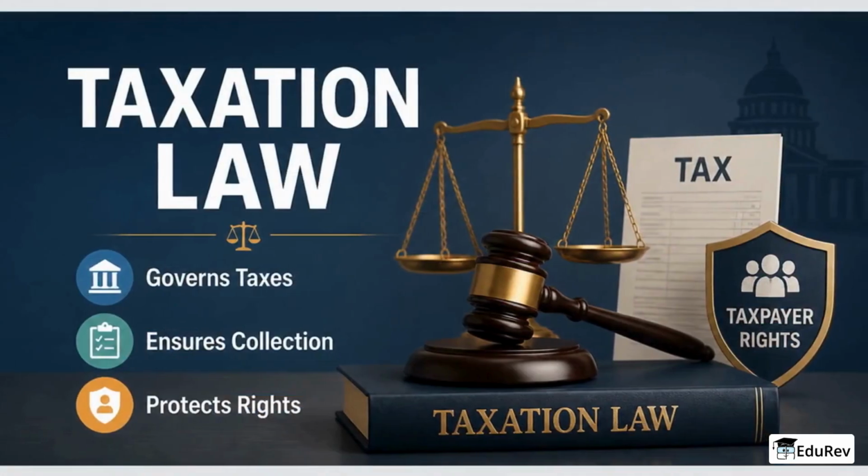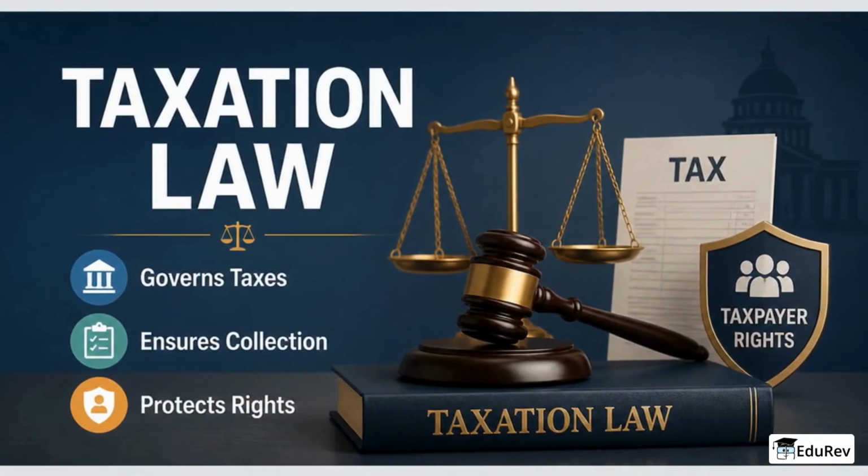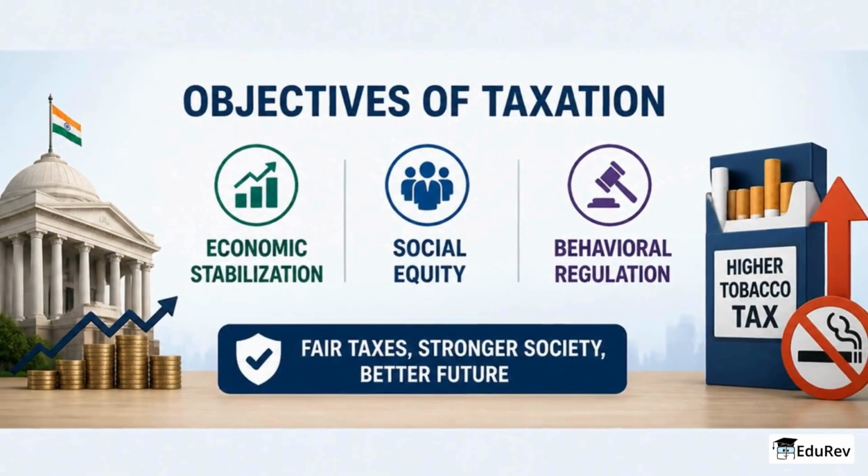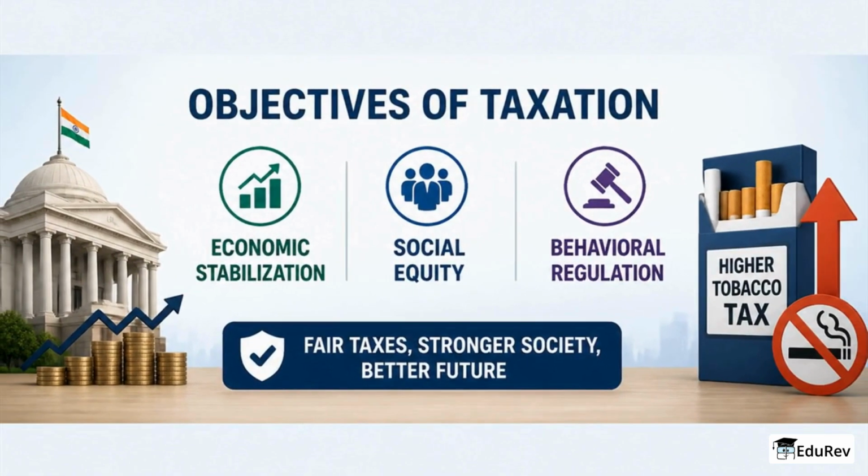Taxation law means the legal rules that decide how taxes are imposed, collected, and managed. It guides governments and protects taxpayer rights in practice. Why taxes exist? They raise revenue to pay for public goods and services like roads, health, education, and national security for everyone. Other objectives include economic stabilization, social equity, and behavioral regulation. For example, using higher tobacco taxes to discourage smoking and protect health.